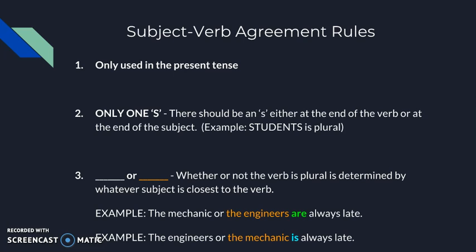Since the engineers is a plural subject and is the closest to the verb, we would use the plural version of the verb "is." If the mechanic was closest to the verb, then we would use the singular version of the verb "is." For example, the engineers or the mechanic is always late.